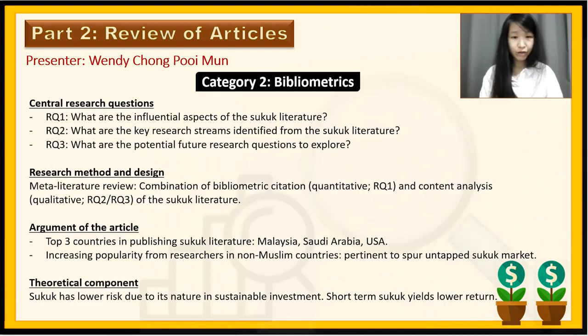Good day, Doctor. For the second category, bibliometrics, the research questions in the paper are: what are the influential aspects of the Sukuk literature, what are the key research terms identified, and what are the potential future research questions? The design is a meta-literature review. It is a combination of bibliometric citation and content analysis. The authors argued that while the top three countries in publishing Sukuk literature are Malaysia, Saudi Arabia, and the USA, there is increasing popularity from researchers in non-Muslim countries. This is pertinent to spur the growth of the untapped Sukuk market.